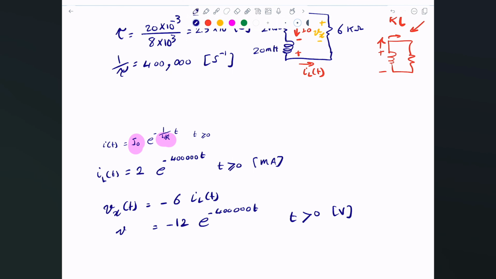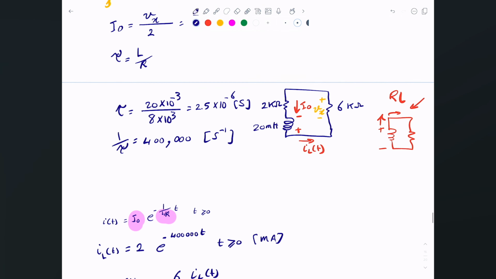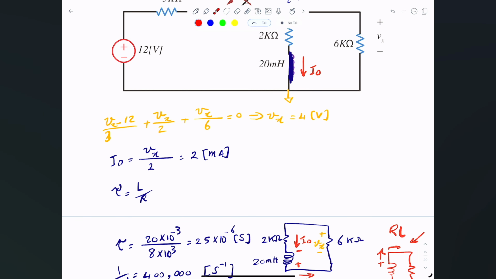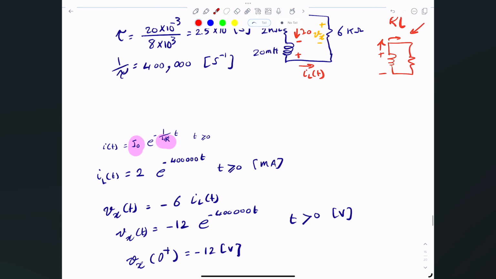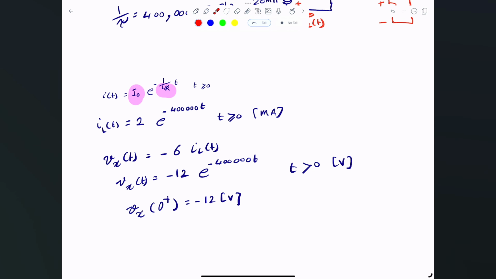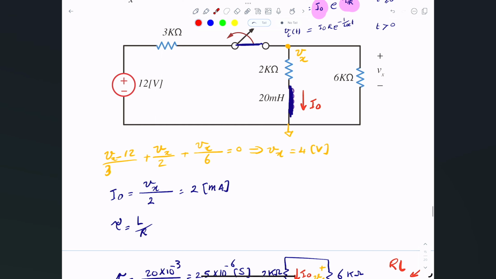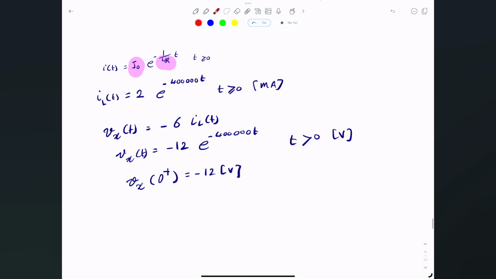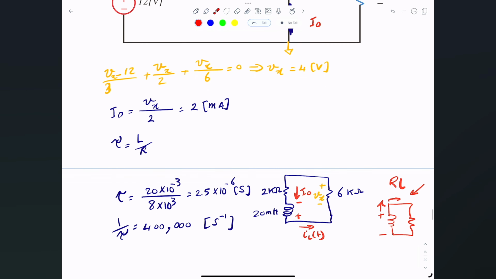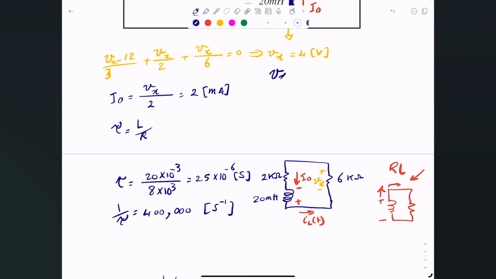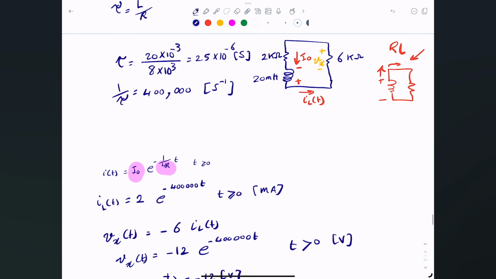Why is it greater than 0? Because if you substitute t equals 0, you're going to get Vx at 0 plus, because this is after switching, which is negative 12 volts. And we know that before switching, that Vx happened to be 4 volts. So it jumps from 4 volts to negative 12 volts. Let me just double check. Yes, it jumps from 4 volts to negative 12 volts. So that was here, just to be sure. This says here Vx at 0 minus, and that happened to be 4 volts. Okay, so that will be the voltage that I'm after.